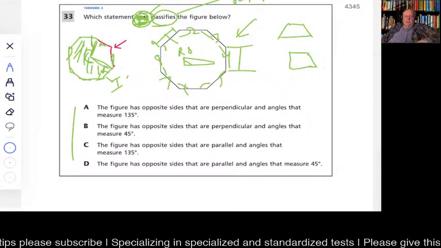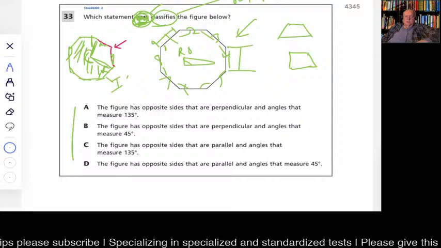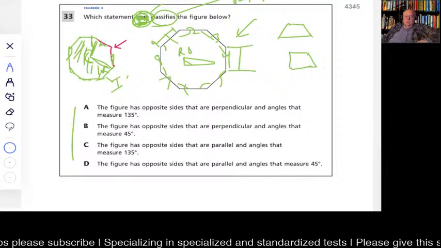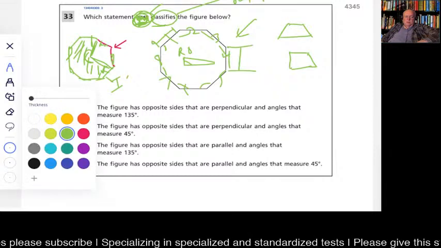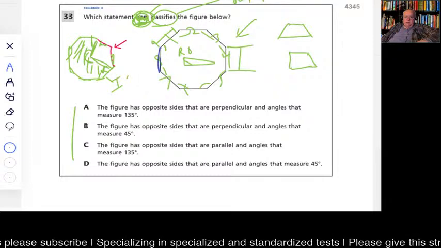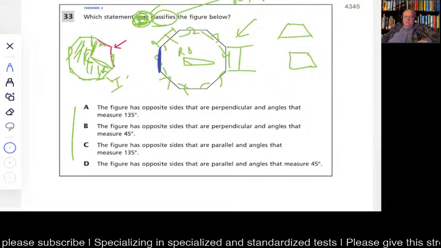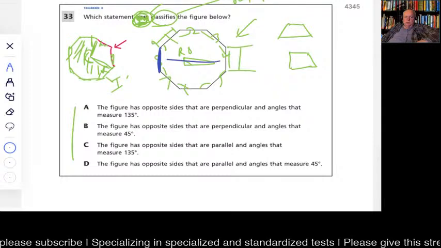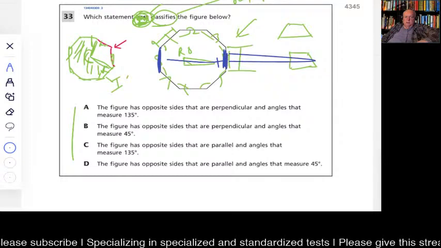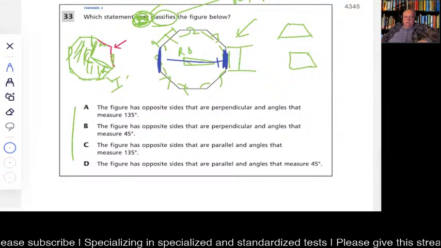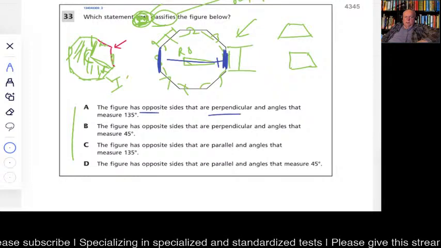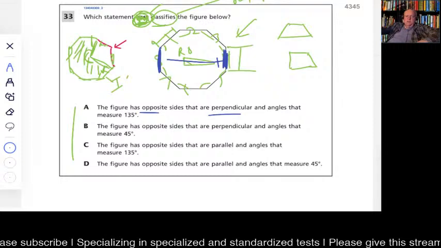So let's finally actually get to the question. It tells us the figure has opposite sides that are perpendicular. So if this is the side right here, then an opposite side is the one straight across from it, which is here. It says they're perpendicular. Opposite sides are perpendicular. Are these two blue lines perpendicular?